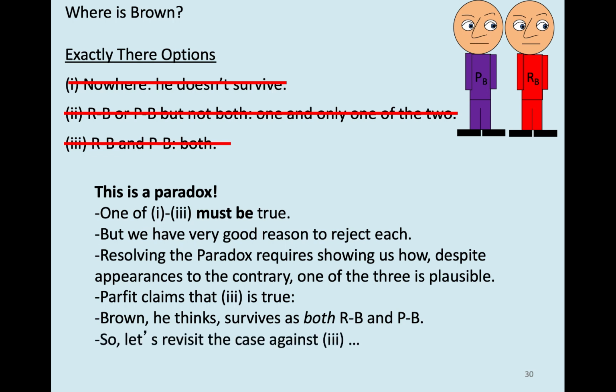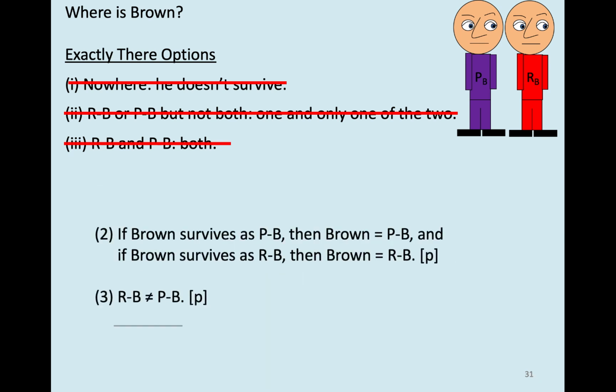In each of these two bodies, each of these two people is entirely Brown. Okay, so if we're going to say that, we have to revisit the argument that was given against saying that Brown survives as both. And here was the argument. Premise 2, notice premise 1 was left off. There's a reason for that, which will be coming. Premise 2 says if Brown survives in Purple's body, or as the person that is Purple, then Brown is identical with the person in Purple's body. That is, Brown is identical with the person that is Purple. And if Brown survives in Red's body, then Brown is identical with the person in Red's body.